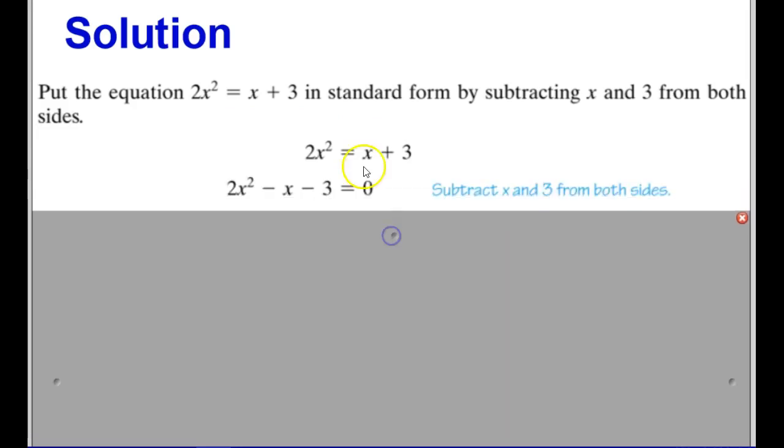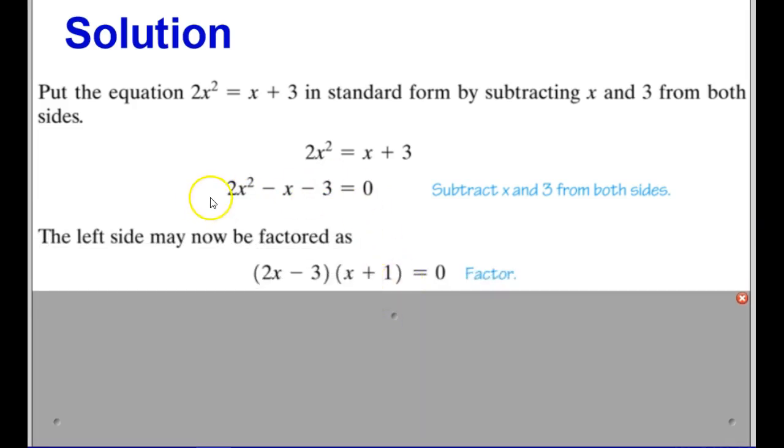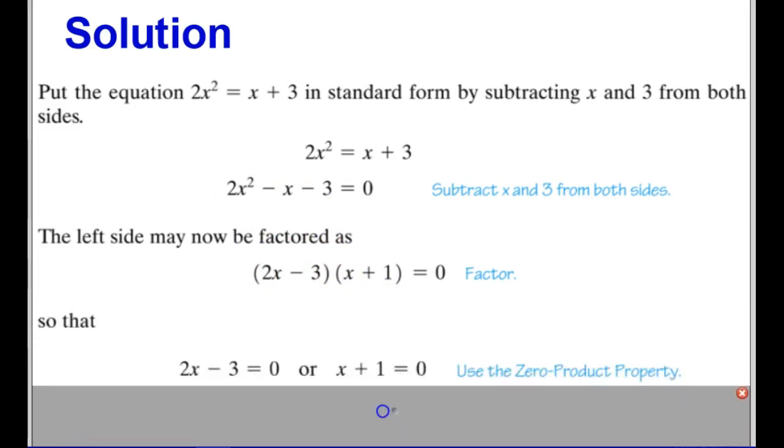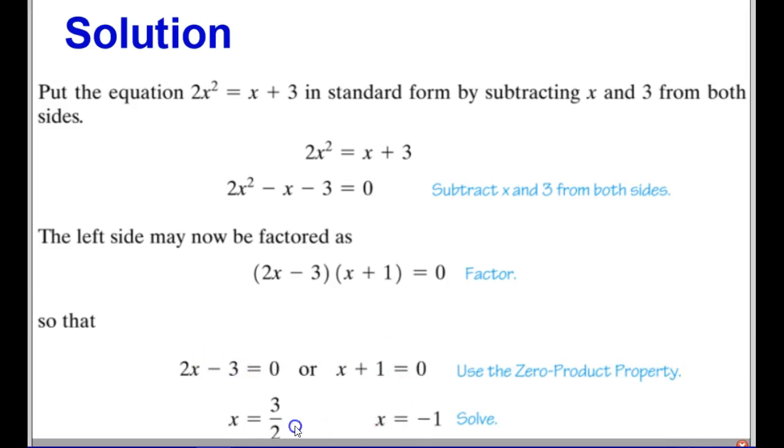So now I just go ahead and subtract the x and the 3 from both sides, so I end up with 2x squared minus x minus 3. From here I can then factor this out. I want to come up with the factors of 2 and the factors of 3 and see how I can break this down. I want to break it into chunks. Once we're factored, now I can set each piece equal to 0 and solve for my x values. These would be the solutions to my quadratic equation.